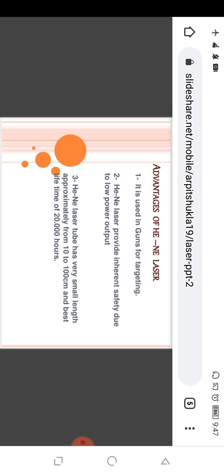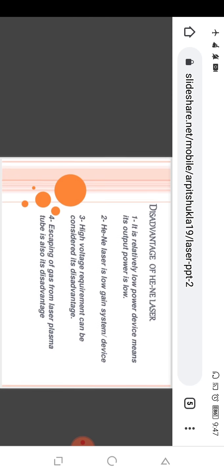And what are the advantages of the helium neon laser? They are used in guns for targeting, like laser guided missiles, and they also provide inherent safety. The helium neon laser tube is very small, approximately 10 to 100 centimeters, and the lifetime is approximately 20,000 hours.